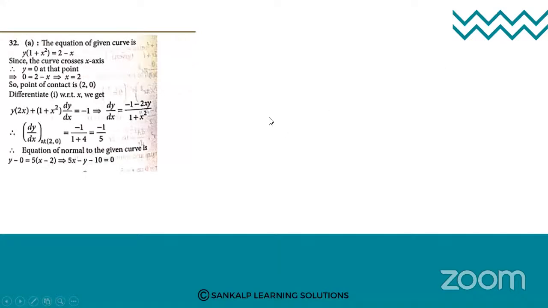So see here, first the equation of the curve we know, and we need to differentiate. They are saying the curve is crossing the x-axis, meaning y is equal to 0. So when you substitute y equal to 0, we get x is equal to 2. The given curve is touching the x-axis, so this point will be of the format x comma 0. Simplifying, we get the point of contact as 2 comma 0.